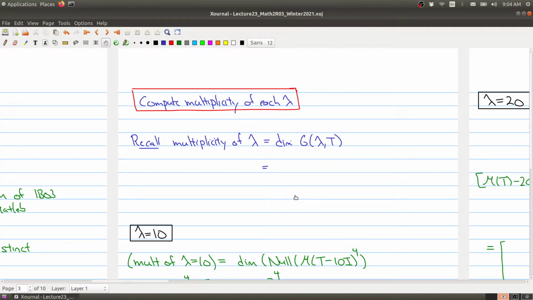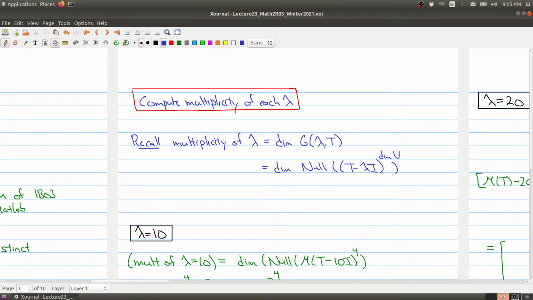Here we're going to use some Math 1B03 results to capture this information. So remember from the definition that the multiplicity of an eigenvalue is the dimension of the generalized eigenspace. And that is equal to the dimension of the null space of the linear transformation (T minus lambda I) raised to the power of the dimension of V. That's how we defined it.